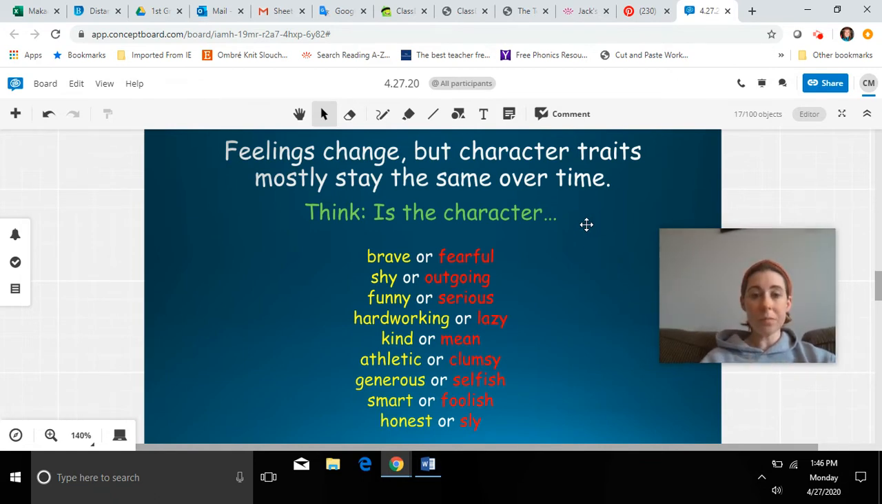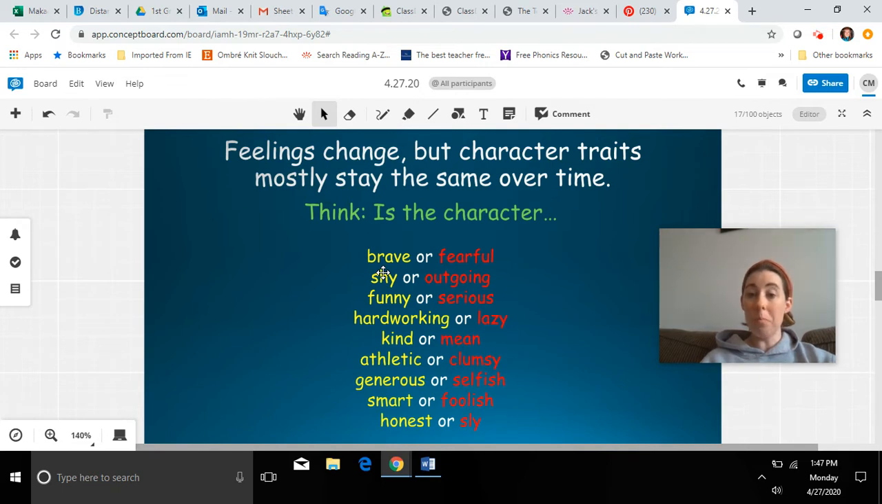Okay, so we need to think, is the character... Here are some different character traits. These are not all of them, but these are some good ones that we need to know to be able to describe characters. Okay, and these are opposites. So the yellow words are opposite to the red words. So let's do some examples.